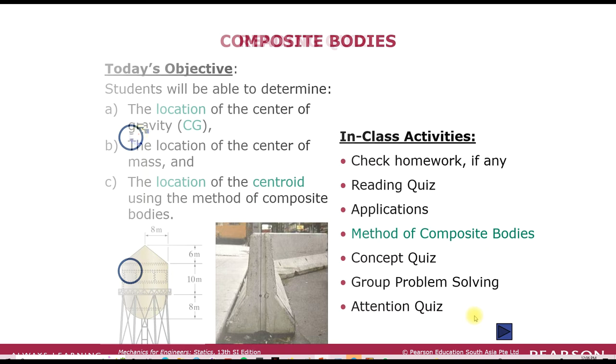We want to find the centroid will be size, center of mass will be mass, and for center of gravity will be the weight. Okay, and we fix the coordinate axis, and then we determine the coordinates of the center of gravity or center in each piece, and then we fill in the table. Then we sum the columns to get x, y, and z.